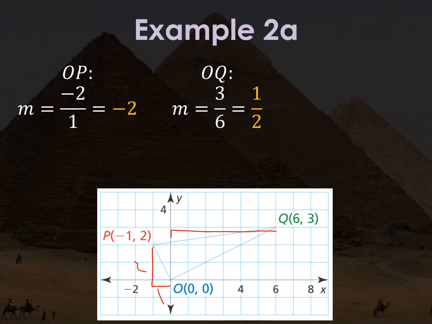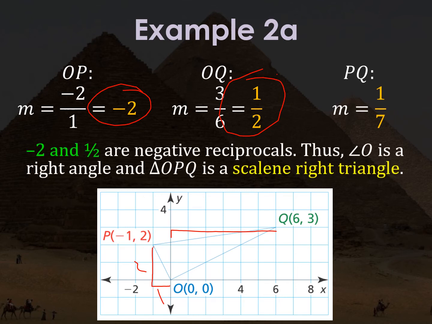Now you can already see, you can stop right now, because OP and OQ slopes are negative reciprocals. Negative 2 times 1/2 multiplied together is negative 1. If you take 1/2, flip the fraction, make it negative, you get negative 2. Now just to complete it, PQ has a slope of 1/7. So since you have negative reciprocals, angle O is a right angle, and thus triangle OPQ is a scalene right triangle.